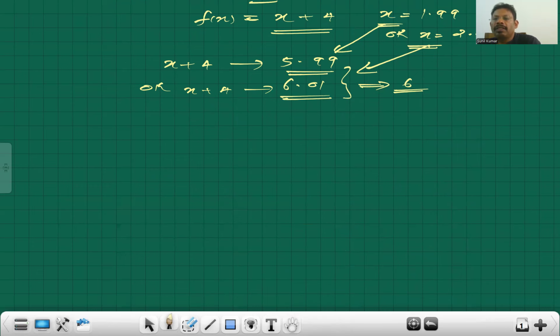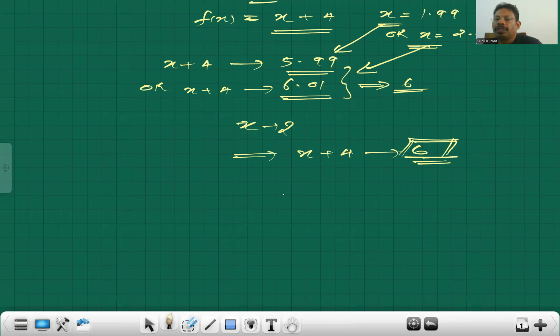From this, we get: x is approaching 2, and you can check it, x plus 4 is approaching 6. This is going to 6 only. The approximate value of 5.99 comes out to be 6. This we already studied in our earlier school days. The approximate value of 6.01 is also 6. So this approximate value, or limiting value, is fixed actually.